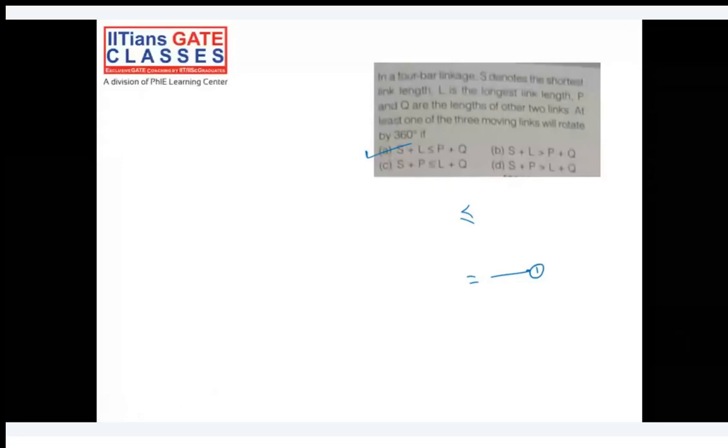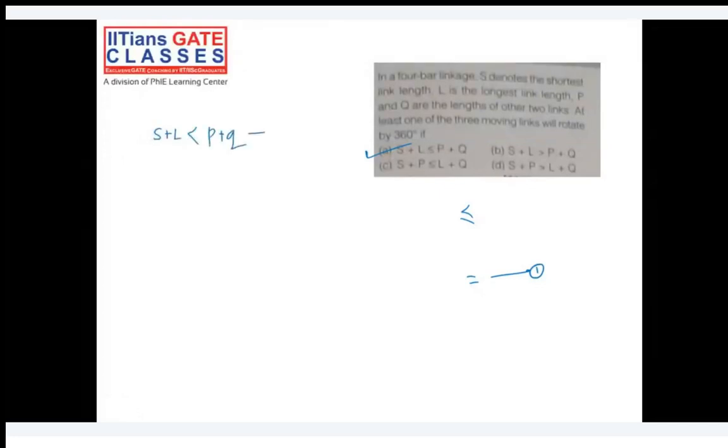Okay, and we call it a class 1 S plus L. If it is less than P plus Q, we call it a class 1 4-bar linkage. S plus L, if it is greater than P plus Q, it is class 2, and then we have a class 3, where it is equal to. So class 1 stands for only this, less than.